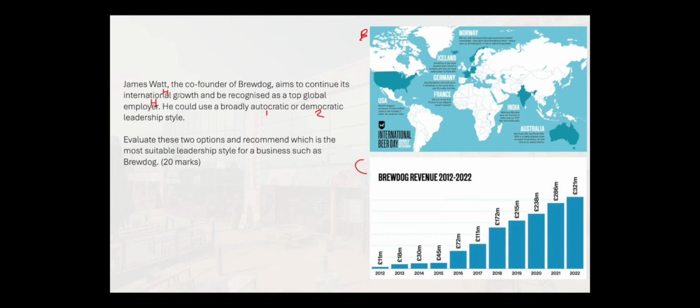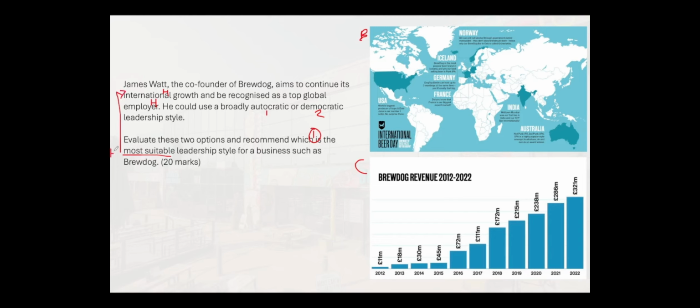We have two parts to this hook. This is a mean hook. It's a revision video. You probably won't get this in a real exam, but at least you'll be prepared if you do. And then we're going to think about a contextualised MOPS to justify our conclusion. Evaluate these two options and recommend which, as in which one, only one, is most suitable for the aim. Okay, second part of the hook.